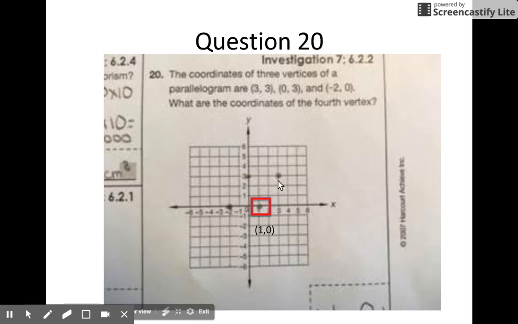To find the 4th vertex, I go to the top and I count 1, 2, 3. There are 3 units between each side. So I go to the bottom and count 1, 2, 3 units, and I know this is my missing vertex. So now I have to plot the point. It's on (1, 0). So (1, 0) then is my last vertex.